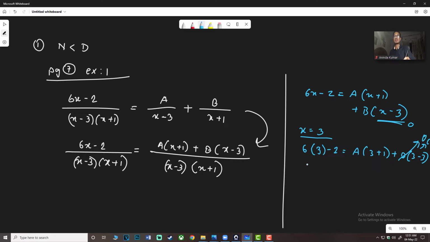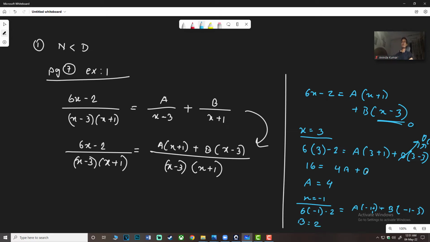So we have 6 times 3 is 18 minus 2, that is 16, equals 4a plus 0. This whole thing becomes 0. So from here we can see the value of a turns out to be 4. Yes, the value of a is 4. Similarly, if we want to vanish a, then we have to take the value of x as minus 1. So 6 into minus 1 minus 2 equals a(minus 1 plus 1) plus b(minus 1 minus 3). From there we can have the value of b as 2.